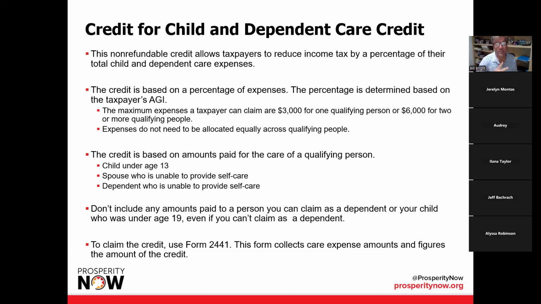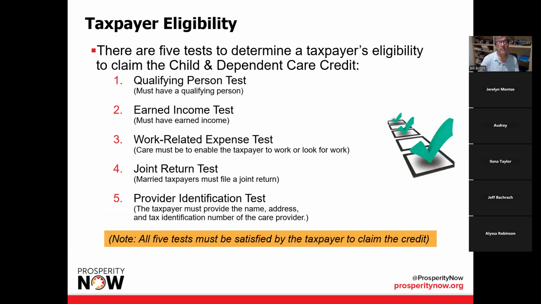The child must be under 13, so the thought there is those older than that should be taking care of themselves. It could be a spouse who is unable to provide self-care or any other dependent who cannot provide self-care. You can't include any amounts that are paid to a person you can claim as a dependent or your own child who is under 19, even if you can claim them as a dependent. Again, the idea is you don't pay one of your own to take care of a young child. So these are the five tests to get the credit.